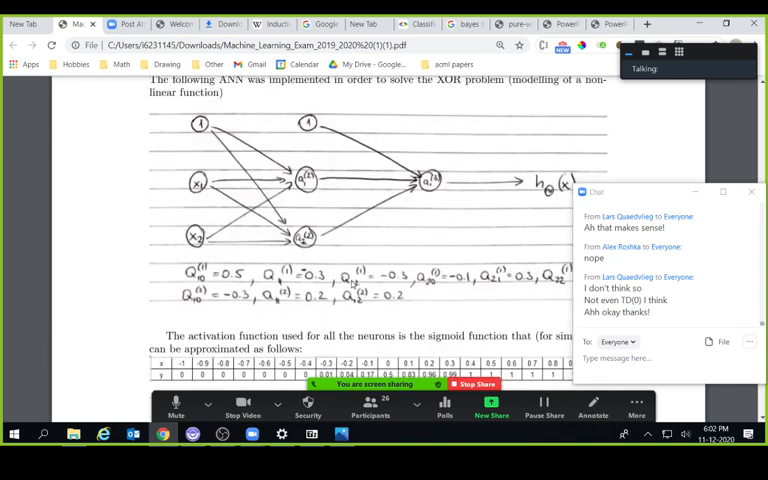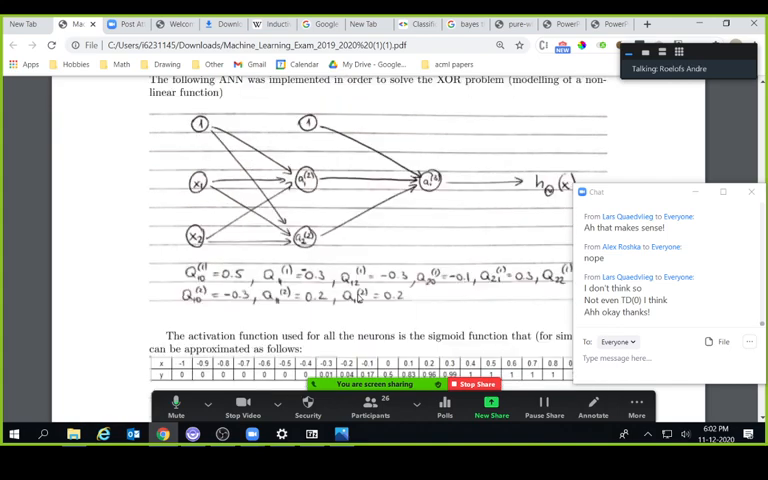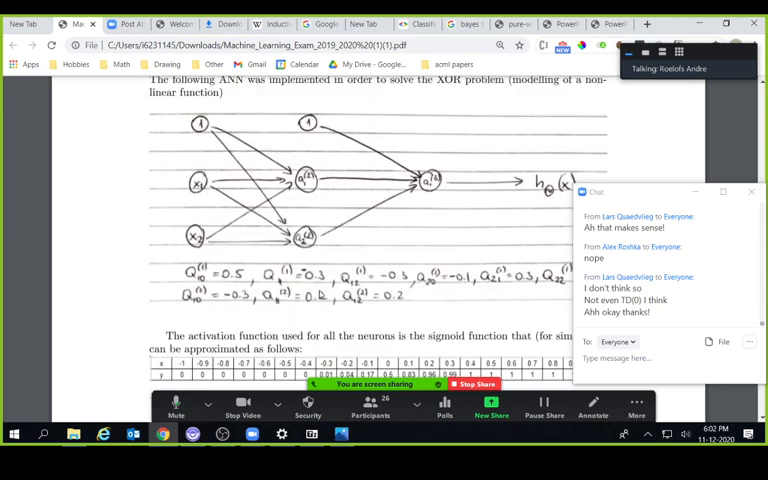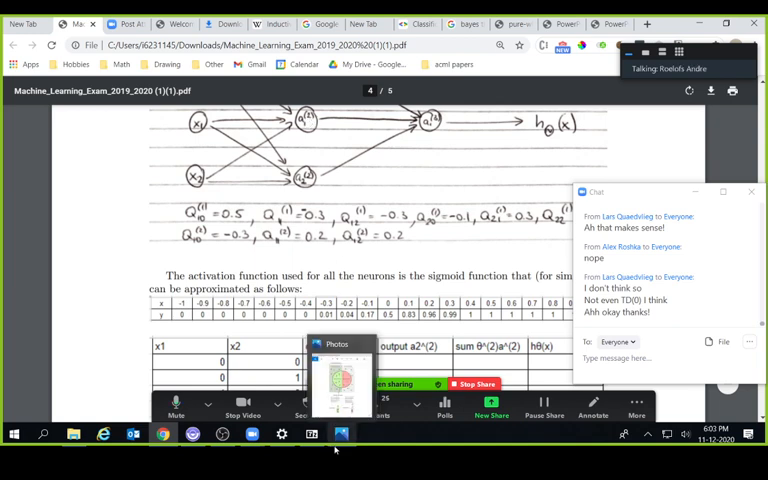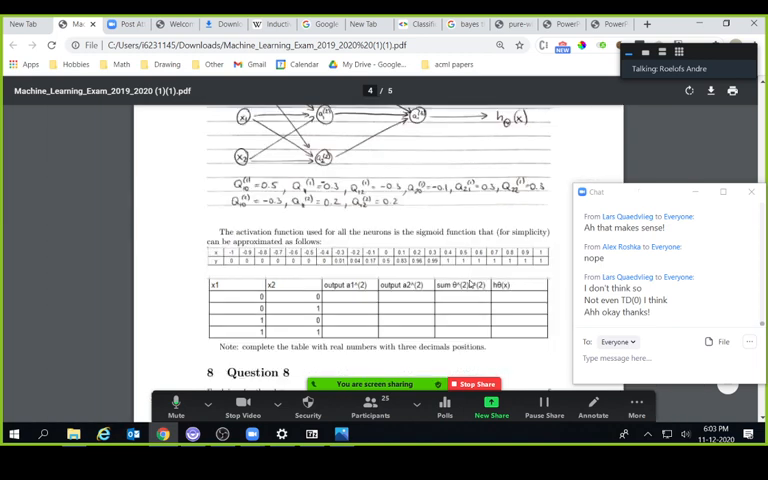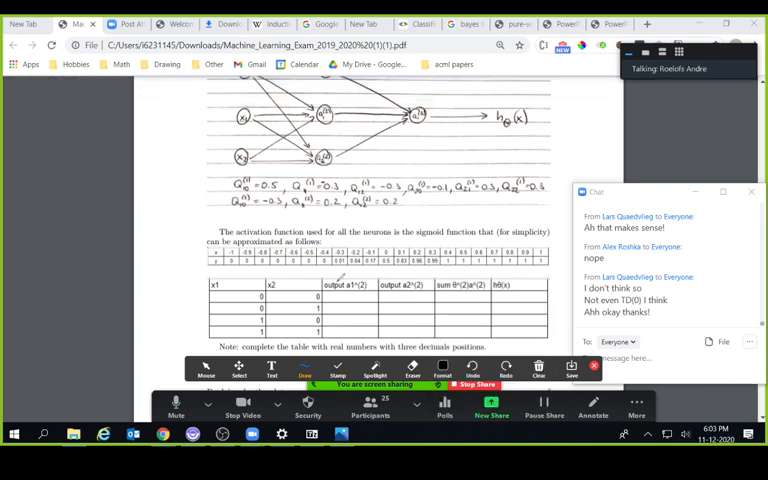So let's do it. Output a1, 2. I was confused about this one, but it just means this one. So what are we gonna get? I'm just gonna make it smaller, guys, to be able to write on it and annotate. All right, so a12, right?